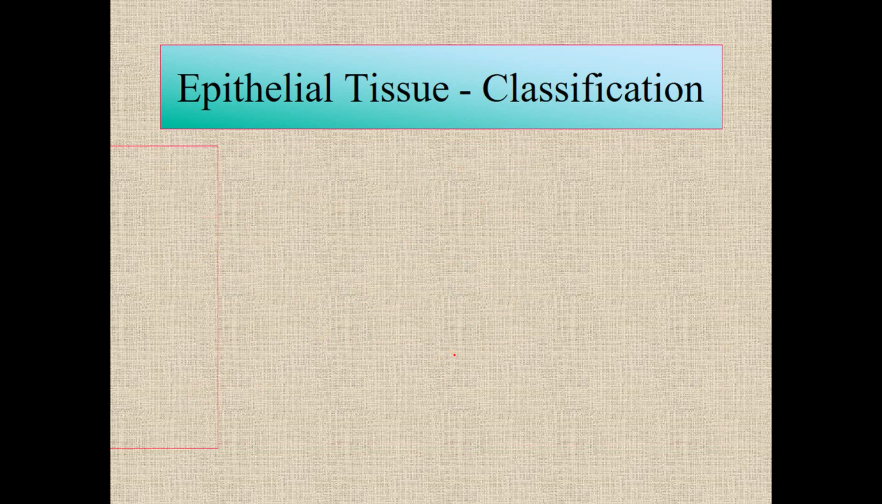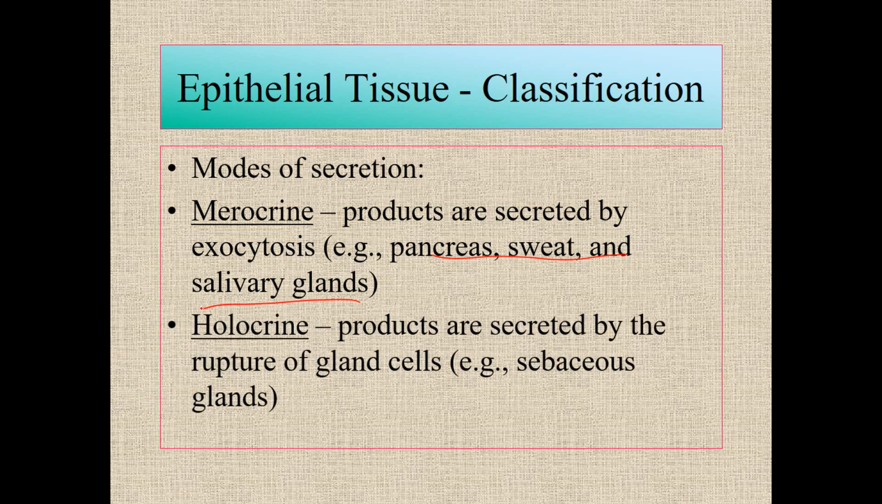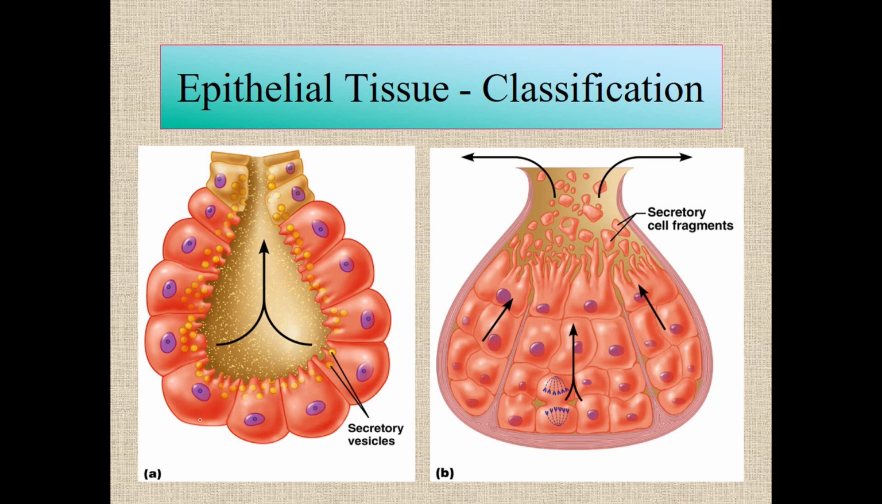How they release their products is either going to be via exocytosis, and you should know these examples, or via rupturing the gland, and you should know this example. You don't have to worry about any other examples. Merocrine glands release via exocytosis. Holocrine ruptures the cell itself. If we take a look here, this is an example of them releasing it via exocytosis. These are going to be merocrine.